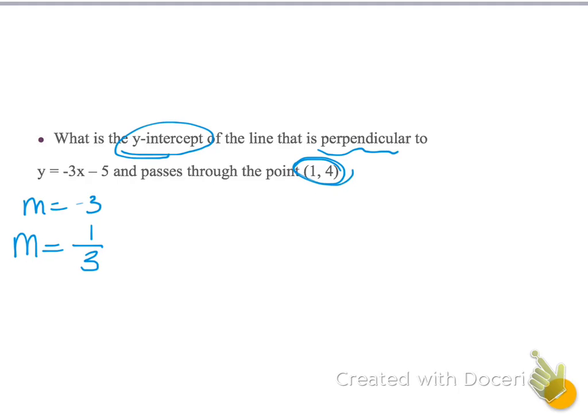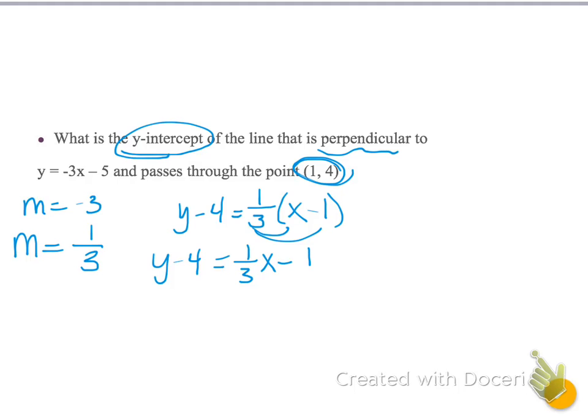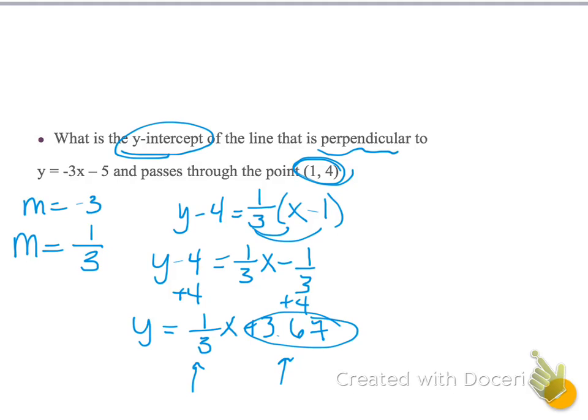It needs to pass through this point, so let's go ahead and put it in point slope form and solve it so we can find my y-intercept, because we need it in y equals mx plus b to do that. So we're going to add 4 over here. I'm going to get y equals 1/3 x plus 3.67. You could also keep it in fraction form. So this is my slope, this is my y-intercept. So that is the answer that I'm looking for, or the fraction form of it.